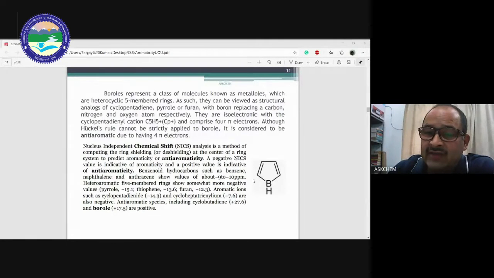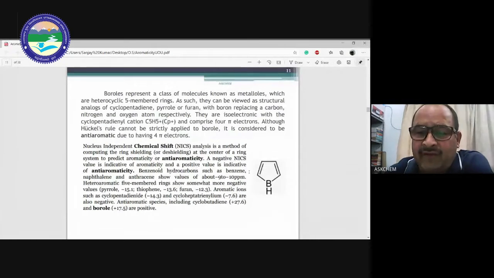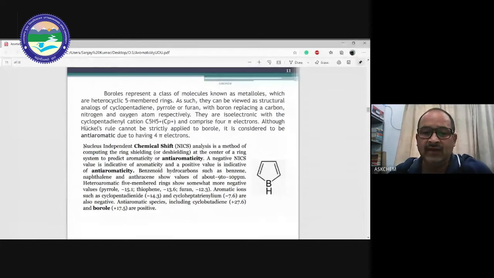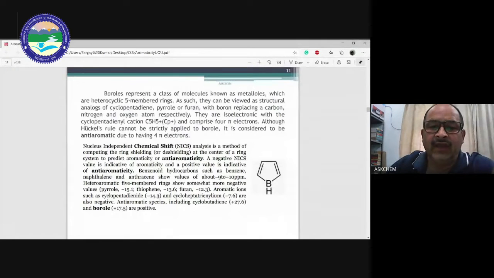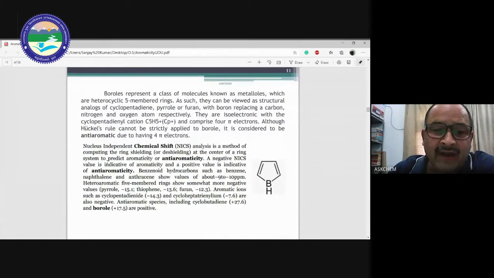Now the proof, this is not a theoretical thing, but when we prove it experimentally, then there is one measurement, that is nucleus independent chemical shift, that is NICS. It's a very important tool in the NMR. When we discuss NMR, we will look into it. NICS, that is nucleus independent, doesn't depend on which magnetically active nucleus we are talking about, but it defines the chemical shift with respect to any probe magnetically active nuclei we take. The NICS analysis is a method of computing the ring shielding or deshielding at the center of a ring system to predict aromaticity or anti-aromaticity.